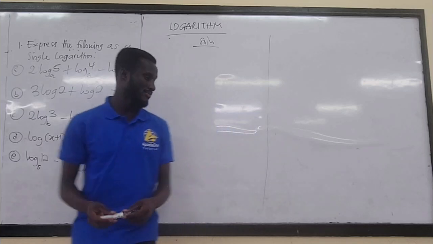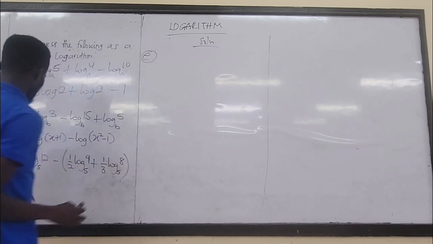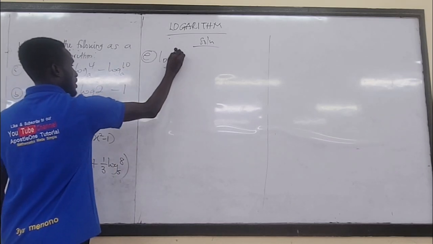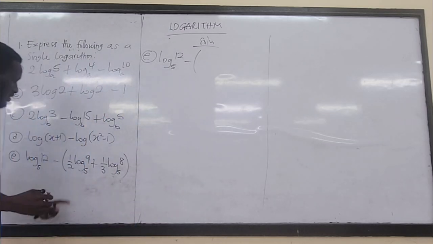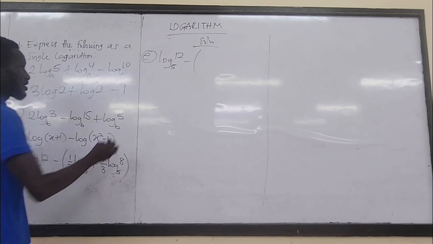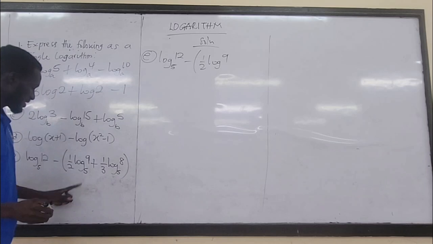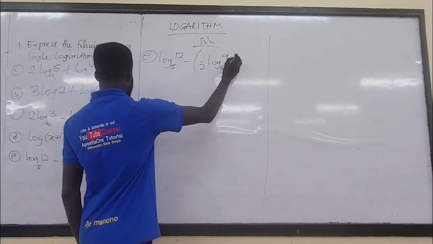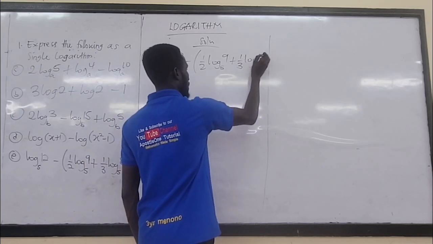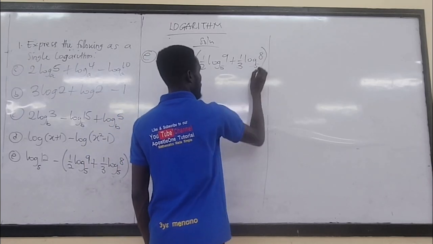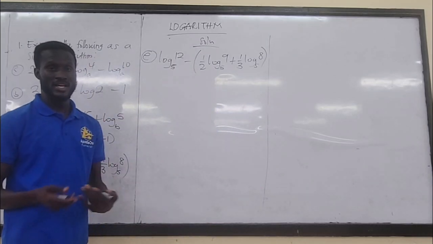Now let's look at the last one, E. Now we have log 12 base 5 minus, now in brackets, meaning the whole of this one, we are subtracting the whole of this one from this. So we have minus, in brackets, 1 over 2 log 9 base 5, then plus 1 over 3 log 8 base 5. Now let's look at how we can solve this question. The question is not difficult. Don't think that it's looking complicated. It's not difficult at all.